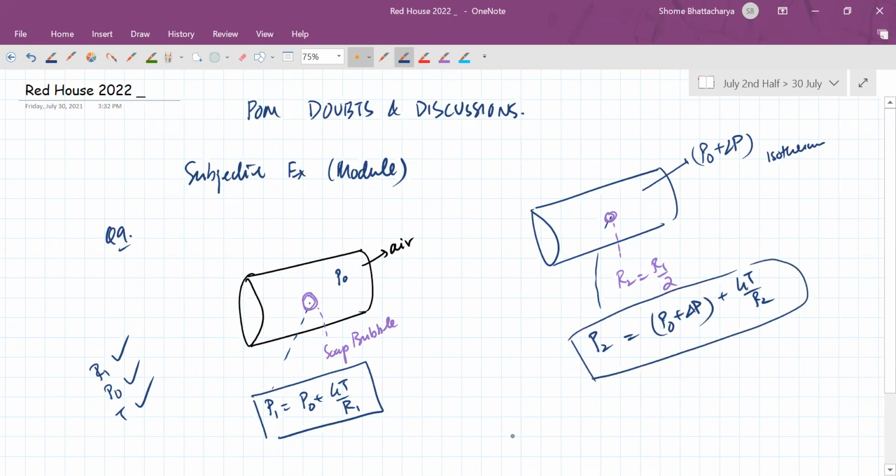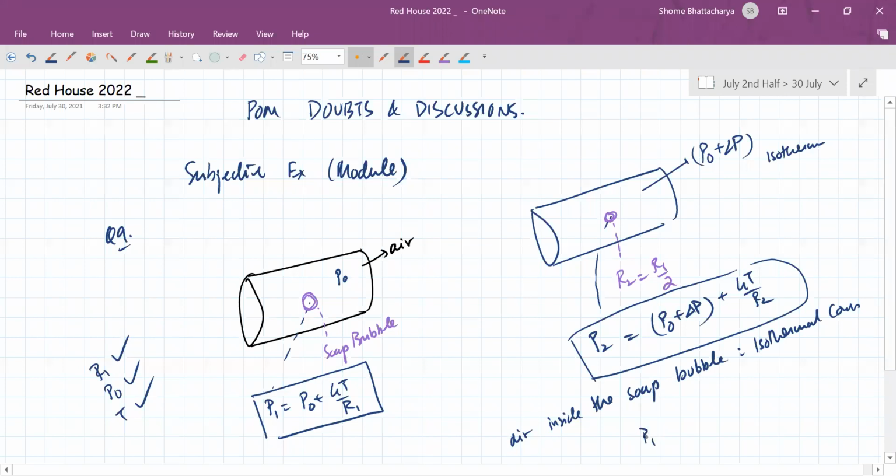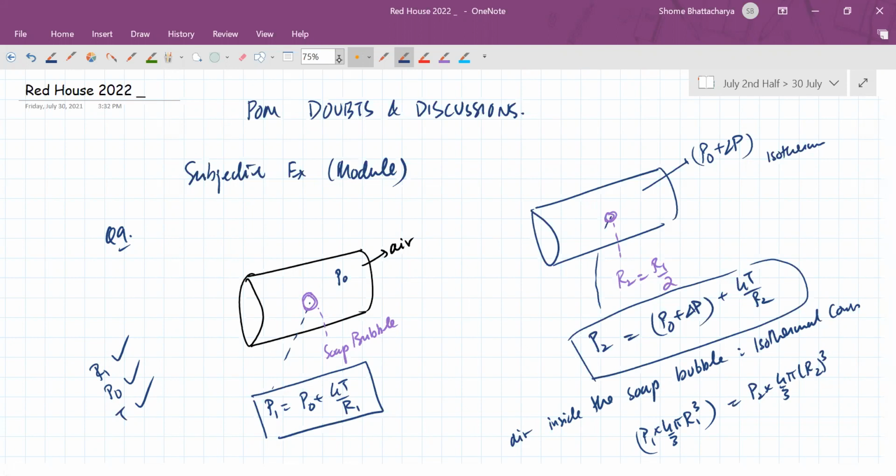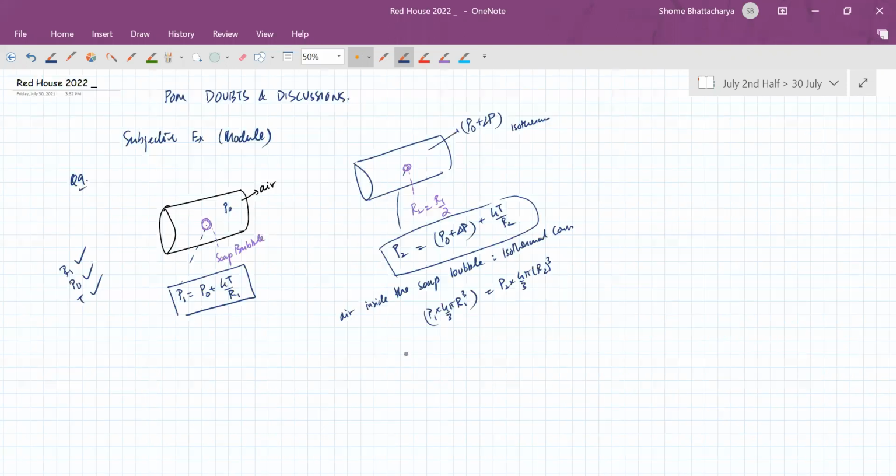And the other thing is that the air inside the soap bubble undergoes what kind of process? It undergoes an isothermal compression. Okay. So P1 into 4 by 3 pi R1 cube should be equal to P2 into 4 by 3 pi R2 cube. So this will now tell us the relation.